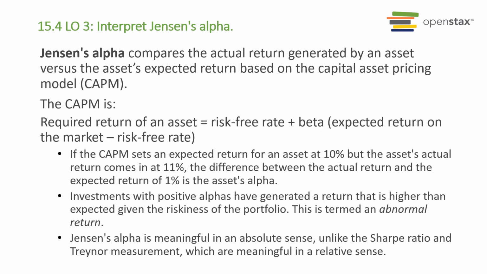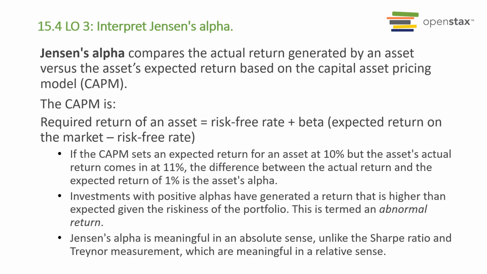Jensen's alpha compares the actual return generated by an asset versus the asset's expected return based on the capital asset pricing model. Jensen's alpha is equal to RP minus RE, where RE is defined as RF plus beta P times RM minus RF. If the CAPM sets an expected return for an asset at 10%, but the asset's actual return comes in at 11%, the difference between the actual return and the expected return of 1% is the asset's alpha. Investments with positive alphas have generated a return that is higher than expected given the riskiness of the portfolio, termed an abnormal return.